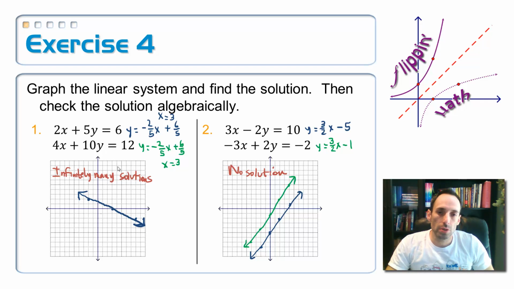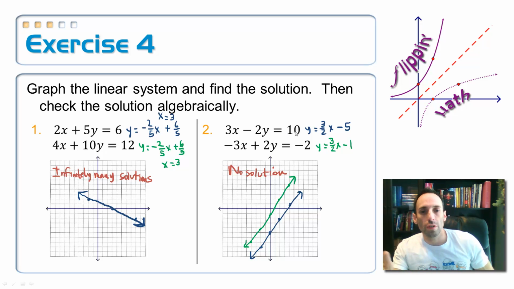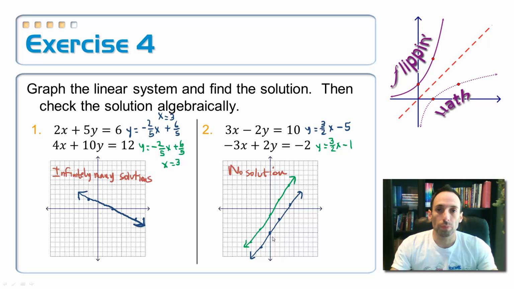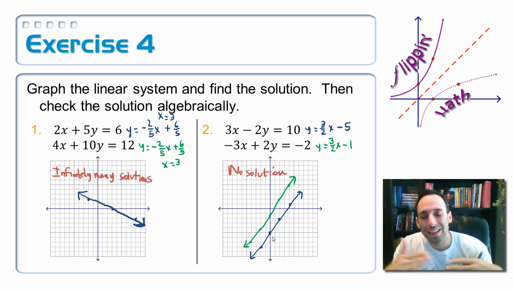Okay, look at number 2 here. Whenever you go to solve for y on each of these, you end up with the same slope. So when you graph them, they're parallel. If they're parallel, they will never ever intersect each other. If they never intersect, there's no point of intersection. This means that there's no solution. There's no point from the top equation that's going to also satisfy the bottom equation.